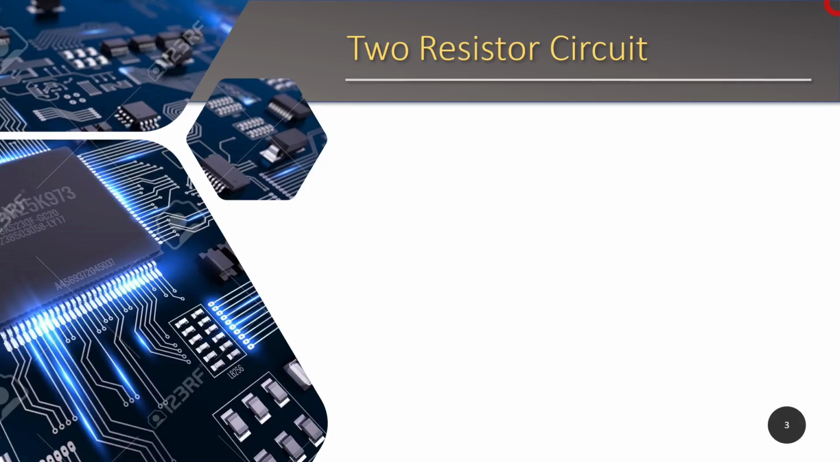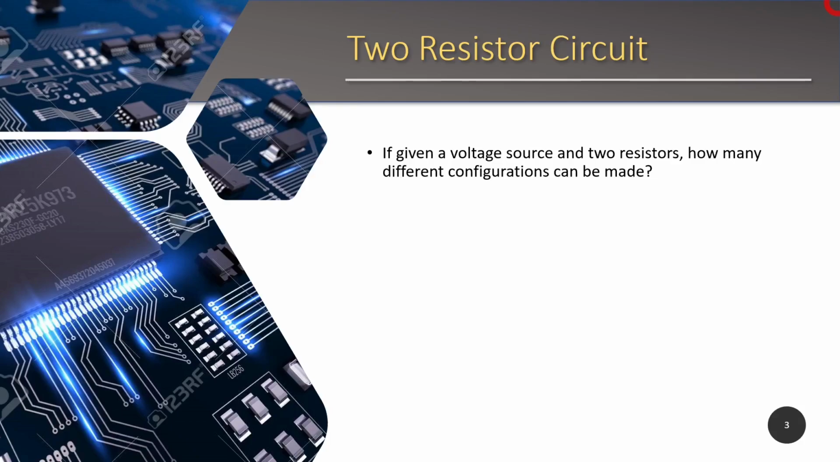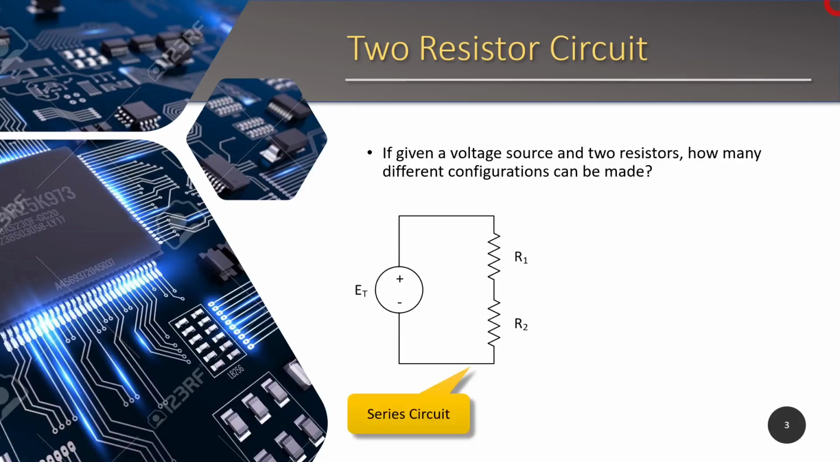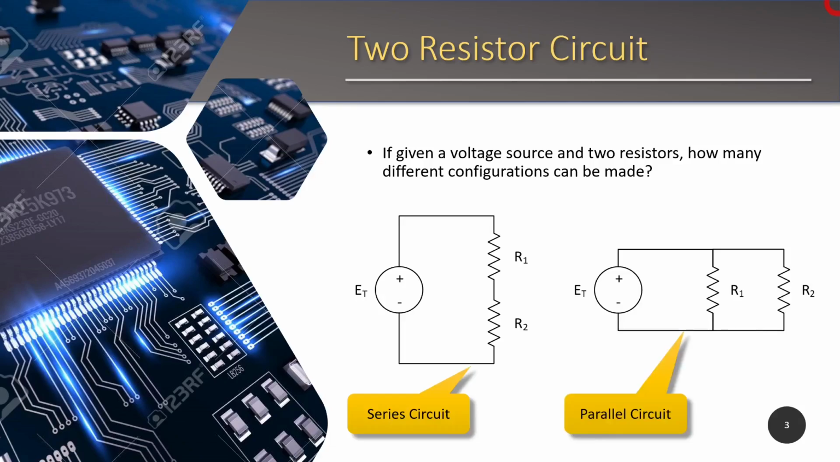So this is our exercise that we did in the series circuit lesson, that we have two components. What are the two different configurations that we can make? One is the series circuit, which we've already studied. The other is this parallel circuit. And that's what we are going to be studying today.